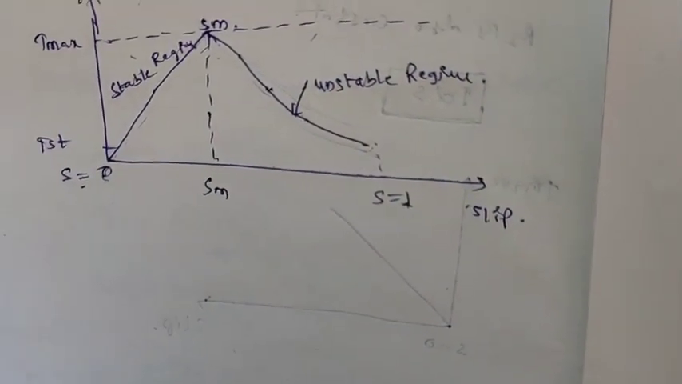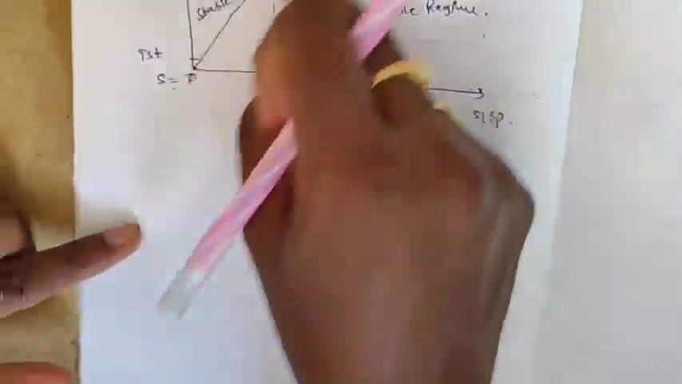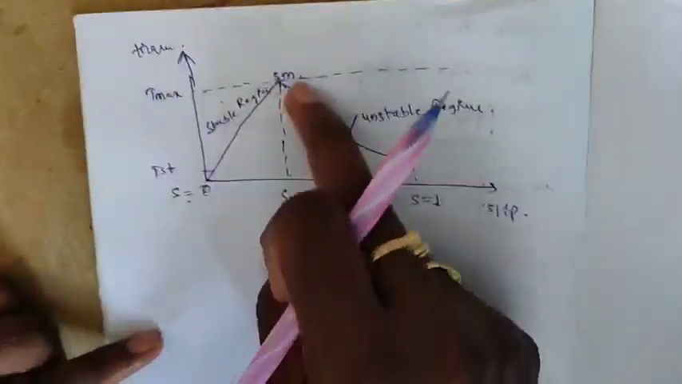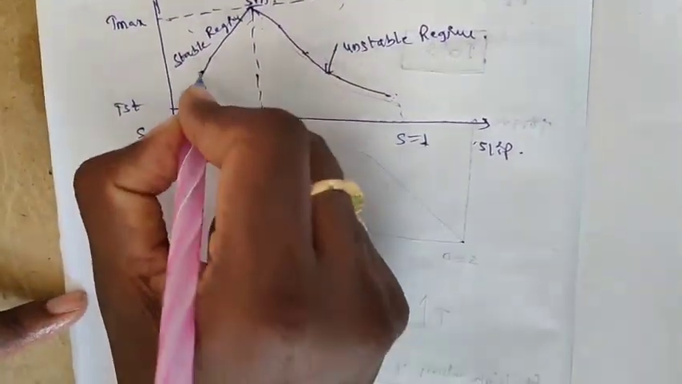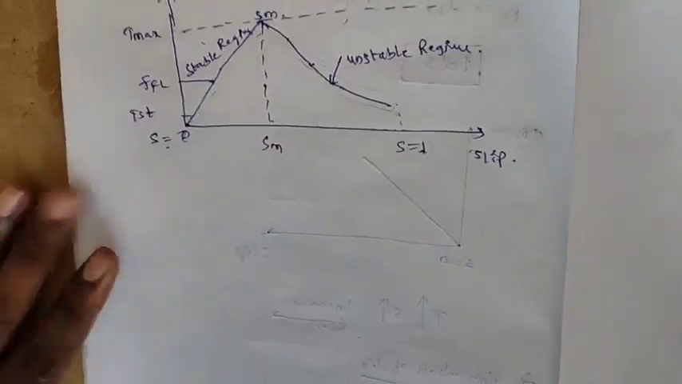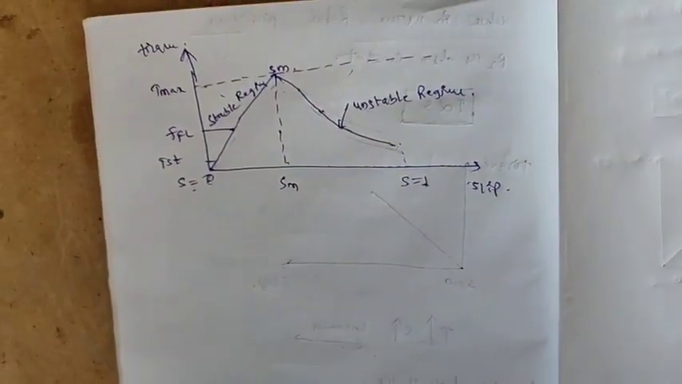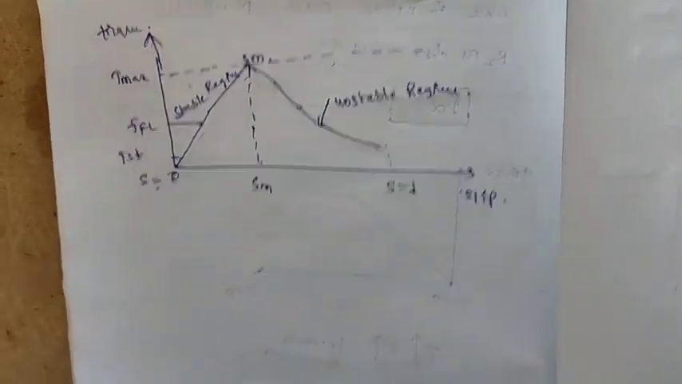So the induction motor is always operated in the stable region. That means only in this region can we operate it as an induction motor. At any of these linear points we can get the full load torque, TFL. This is the torque slip characteristics of induction motor.